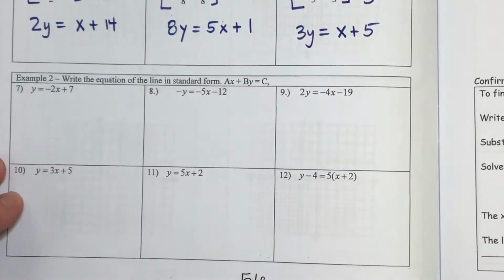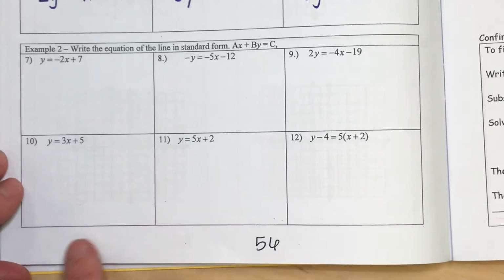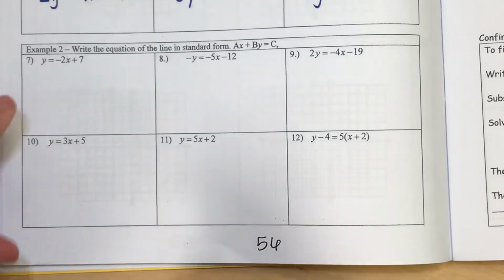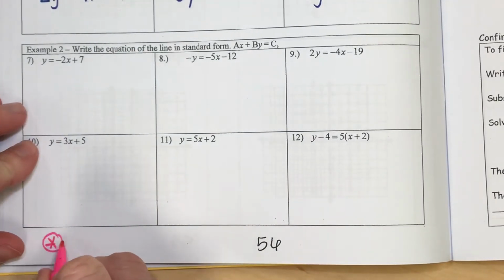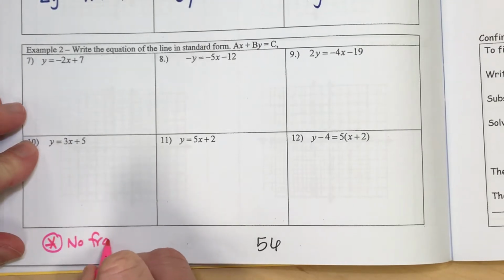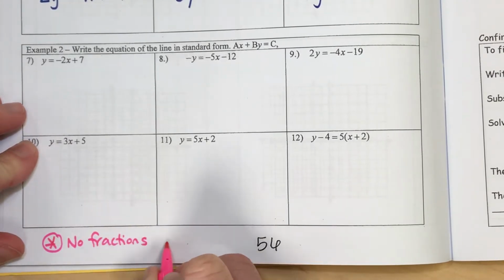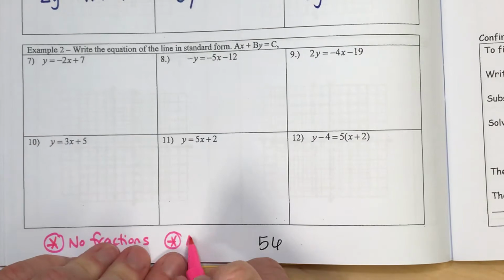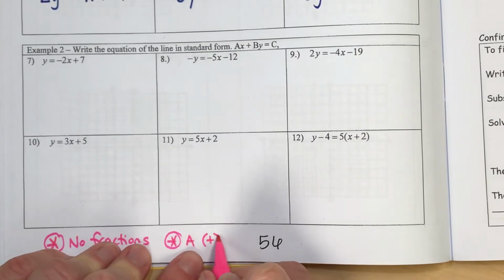So I'm just going to rewrite those two conditions down here at the bottom so that they're here for me to remember. So number one, no fractions. And number two, a has to be positive.